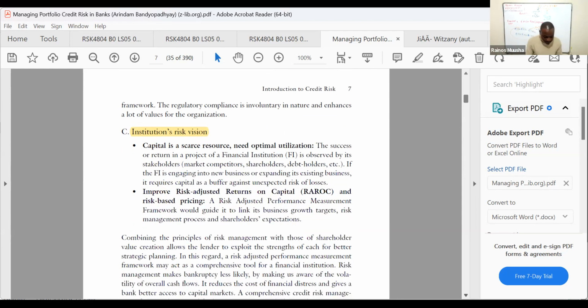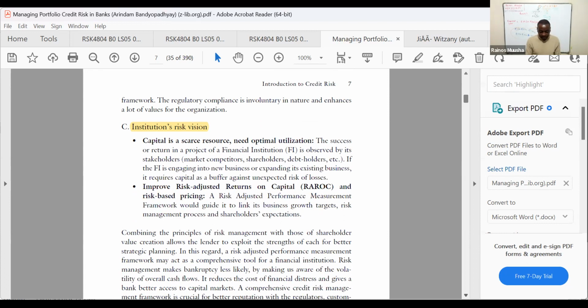Another issue to consider is institutions' risk vision, where they say capital is a scarce resource and needs optimal utilization. So the success or return in a project of a financial institution is observed by its stakeholders. If the financial institution is engaged in new business and expanding its existing business, it requires capital as a buffer against what? Unexpected risk of losses. Like what we said, the more risk the bank is going to be taking, the higher the capital requirement that they also need to maintain within their book to absorb the potential losses, especially when you look at unexpected losses.